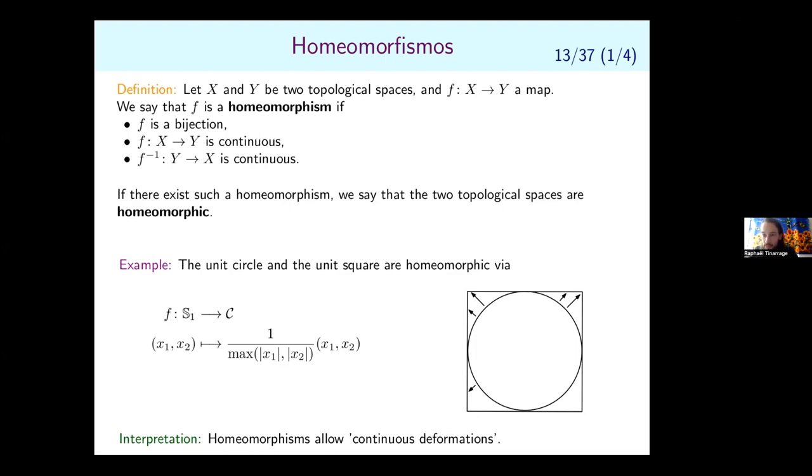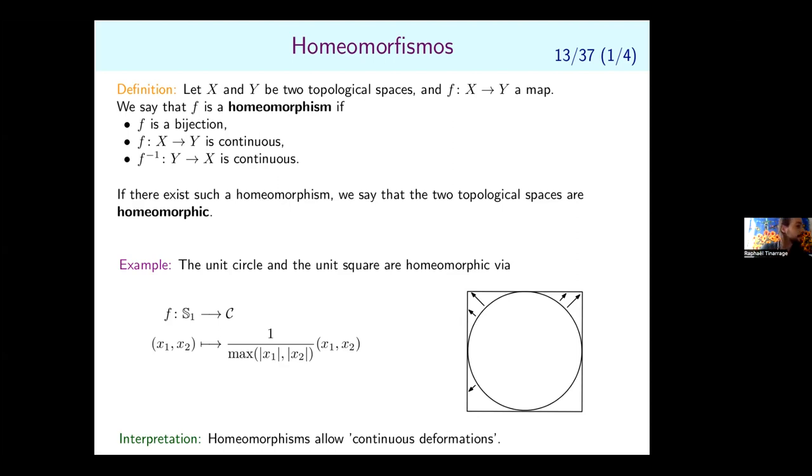Here I gave an example. The unit circle in the plane and the square are homeomorphic. How can I prove that? I have to define a homeomorphism. And I took this very simple one. Each point of the circle I map to its projection onto the square. Okay? So this is a well-defined bicontinuous bijection. And we conclude that they are homeomorphic.